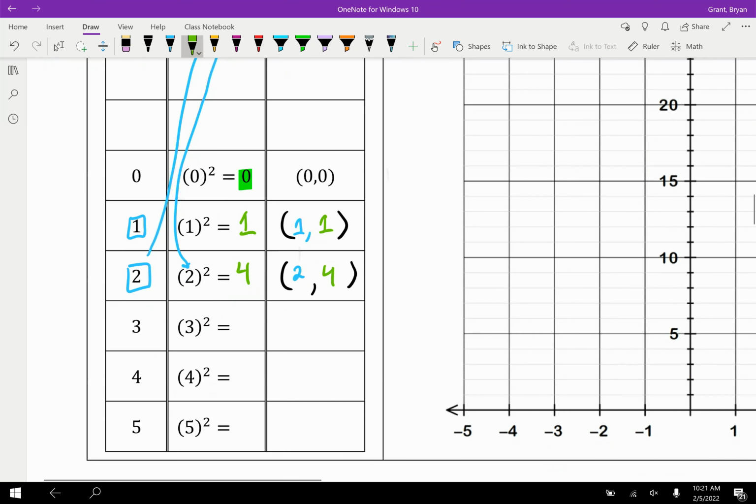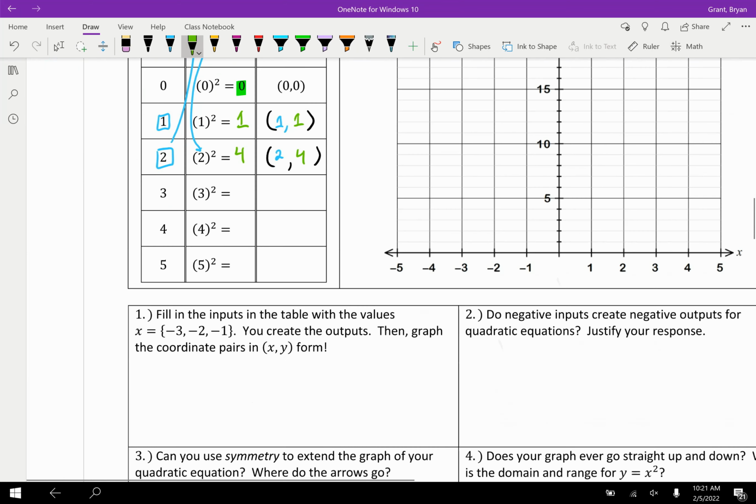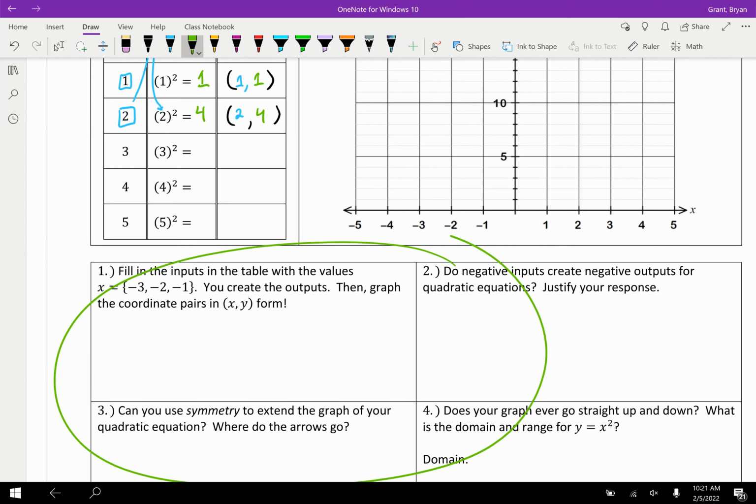So why don't you go ahead, fill in the rest of these, and then create a graph over on the side. Once you finish doing that, please go ahead and do the 4 questions at the bottom. There's quite a bit it's asking you to do there, so make sure you read through and get them done. And by the end, we should have a pretty good idea of what this quadratic graph looks like. So, good luck, and I'm excited to see your success.